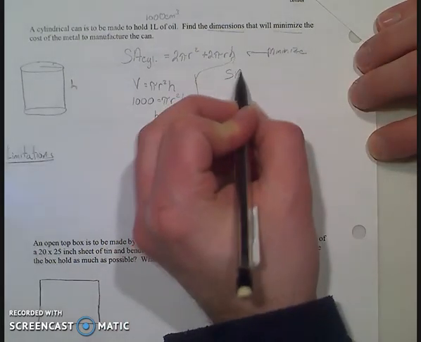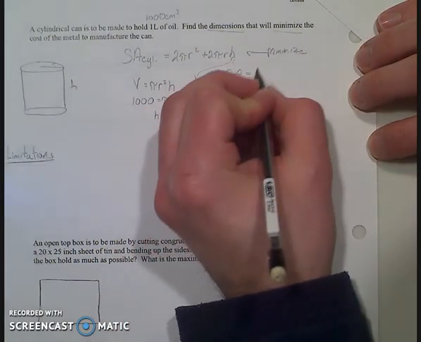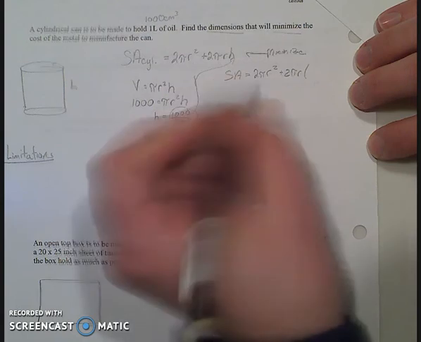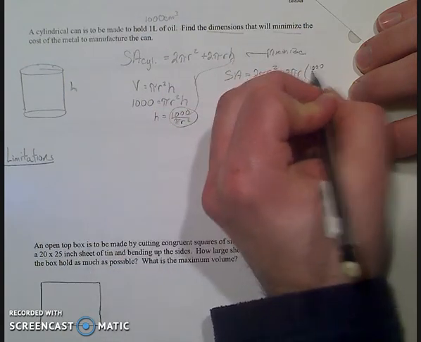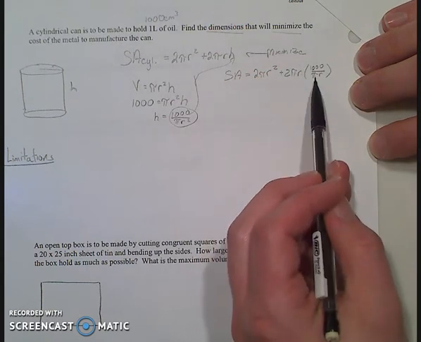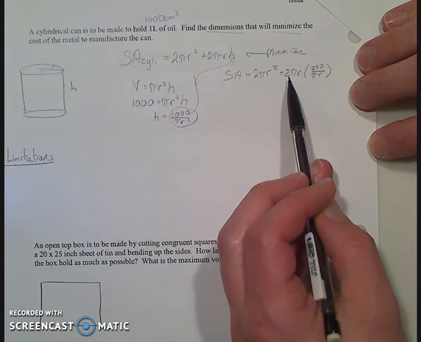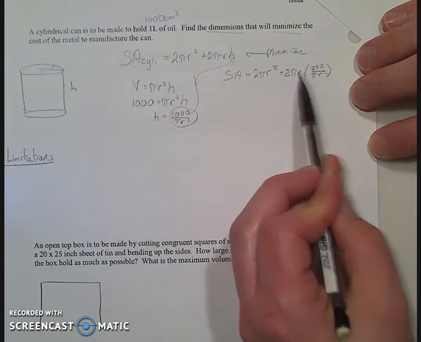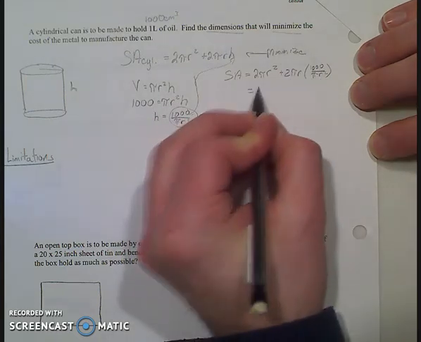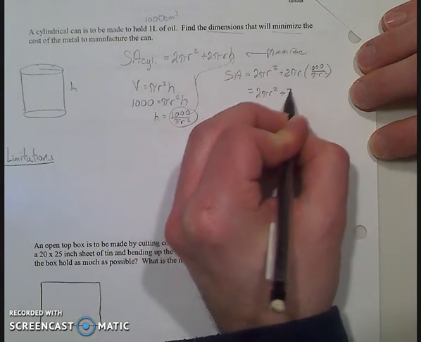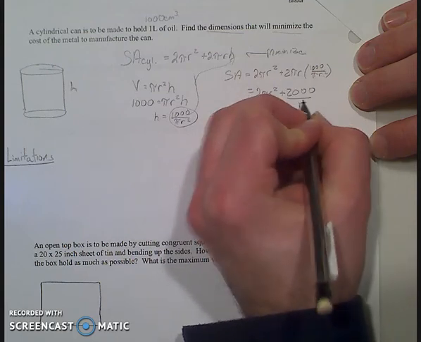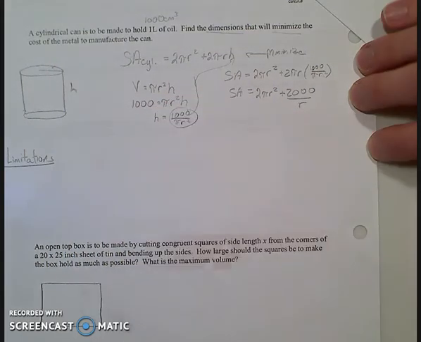And now that I've solved for h, this can go right there. So SA equals 2 pi r squared plus 2 pi r times h. Well, we know h is 1,000 over pi r squared. Hey, and look at this, the pi and pi cancel. You've got to start to see this. r divided by r squared is just 1 over r. So we do want to make sure that you can see canceling out. 2 times 1,000 is 2,000 divided by r. So that's what surface area is.